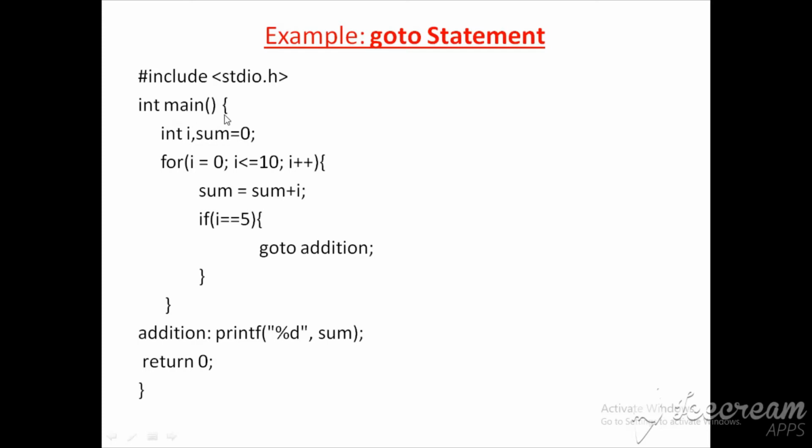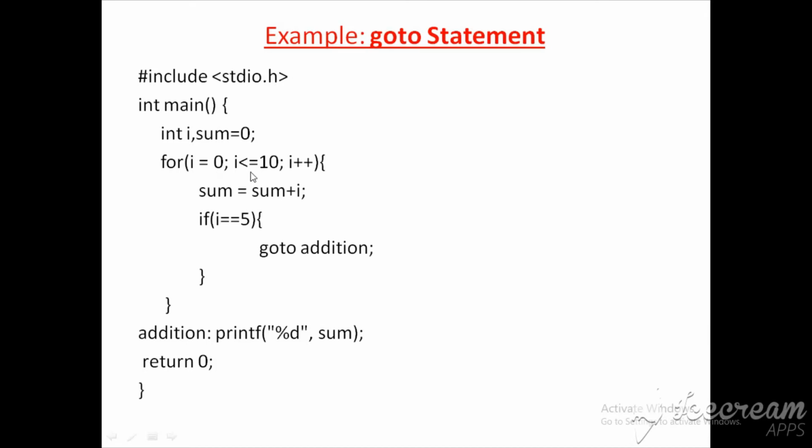We initialize the value of sum equals 0. Then we put the for loop. The initialization is i equals 0, and then we put one condition, since we want to iterate this loop up to 10 times. So i is less than or equal to 10, and then we increment the value of i with the increment operator, i++.